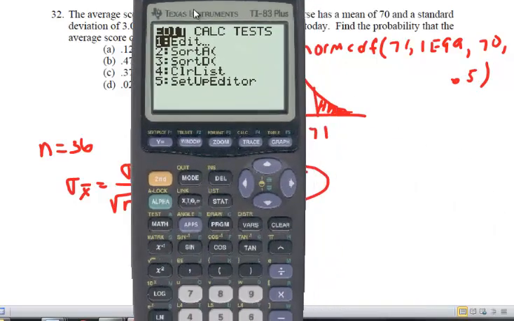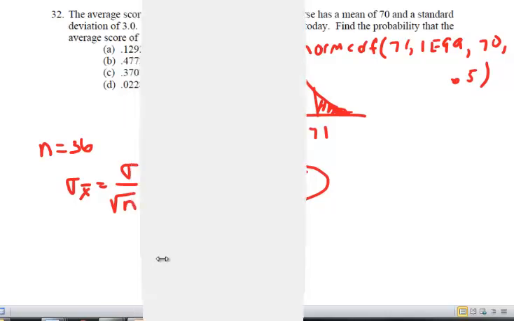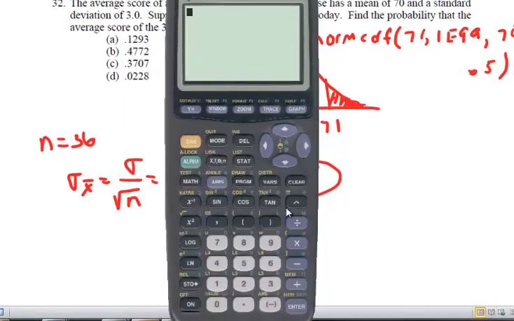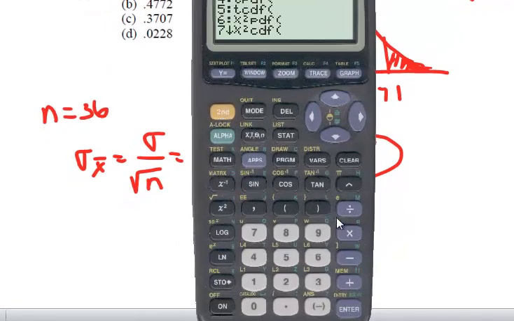But drawing that curve out really helps. I'm pretty good at these, and I still draw that curve out to help me think through these. Okay, so we're going to go to second distribution, normal CDF. Left bound is 71, right bound, infinity, 1E99. The mean is 70, and standard error is 0.5.